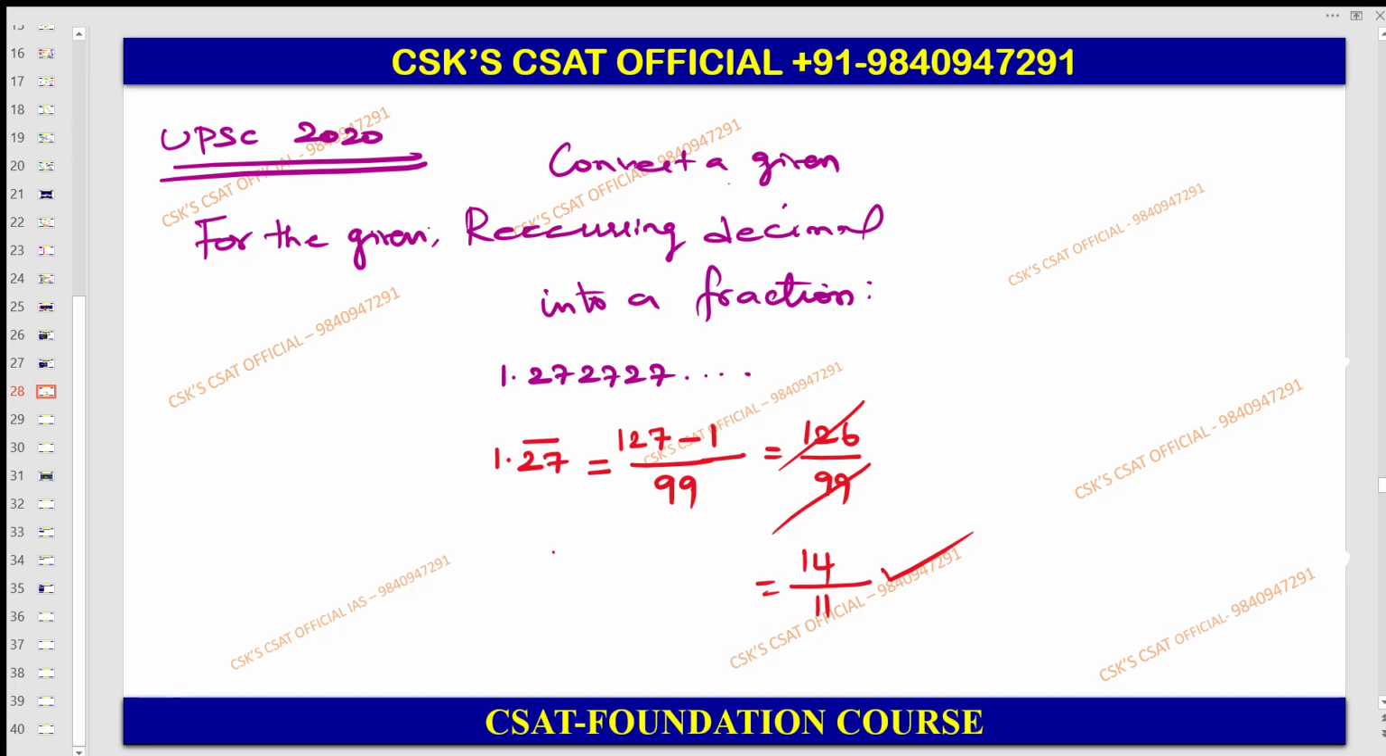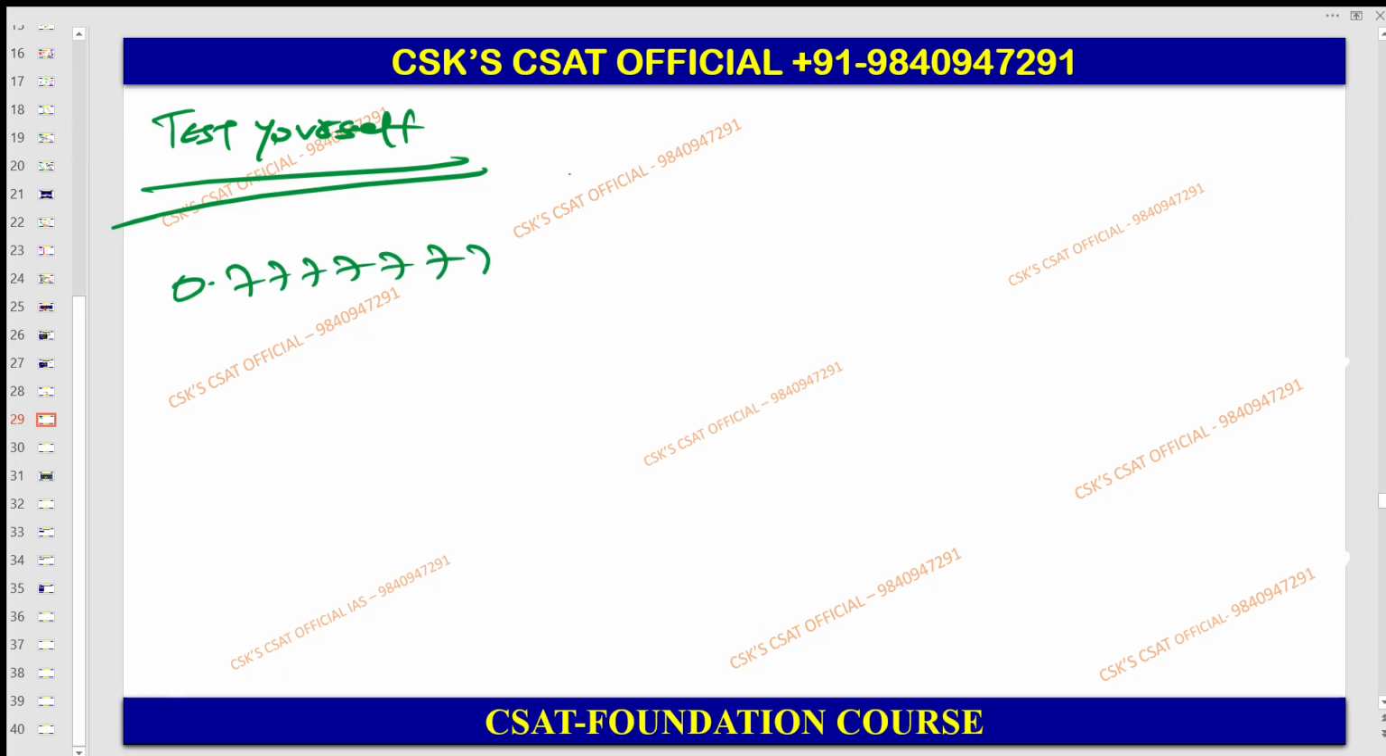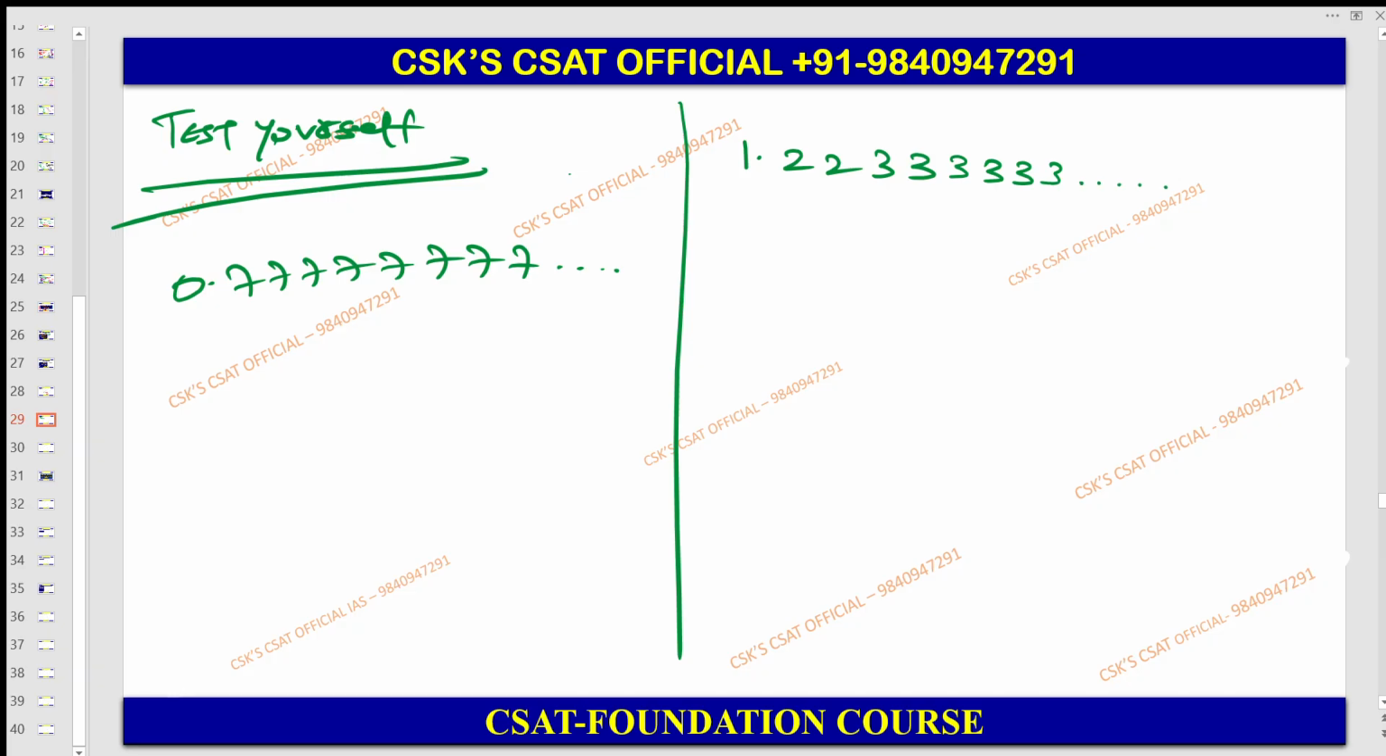Fine. Everyone understood, well and good. Now you guys do this. Test yourself. 0.7777, and 1.2233333333. Answer these two questions. Try these two questions.